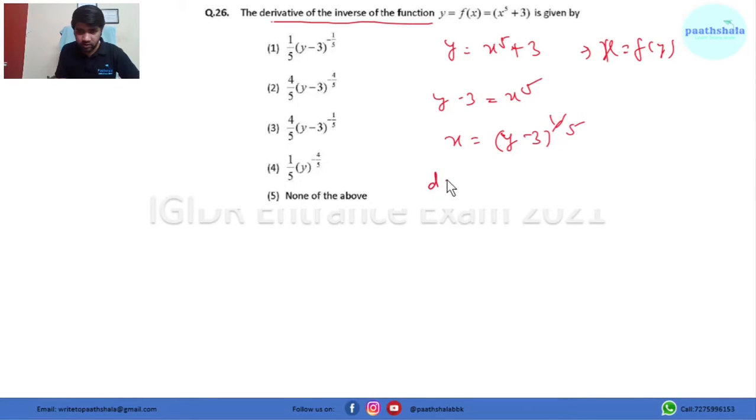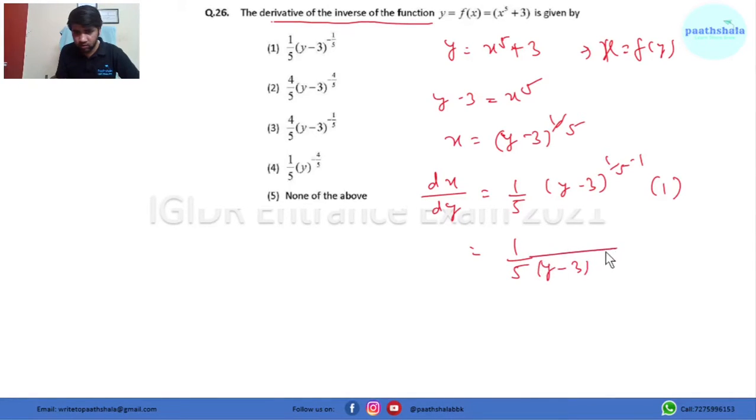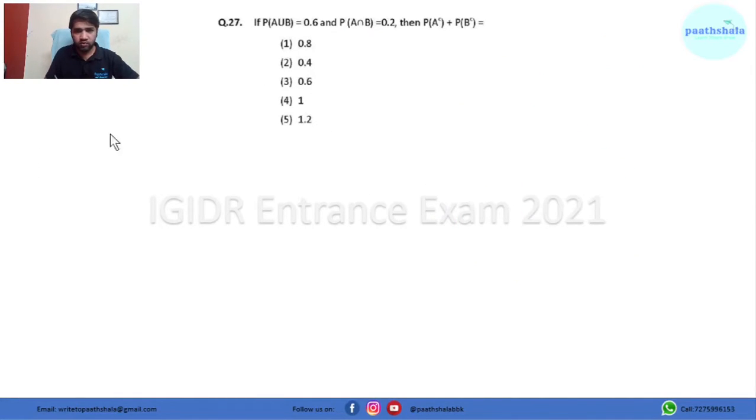Now differentiate it with respect to y. So this will come out to be 1 by 5 and (y minus 3) to the whole power 1 by 5 minus 1. And then we'll further differentiate y minus 3, which comes out to be 1. So finally it is coming out to be 1 by 5 and (y minus 3) to the power, this will come out to be, minus 4 by 5. If we go by choices, we can see that there is no such option mentioned here. So the option will be none of the above. Let's move to the next question.